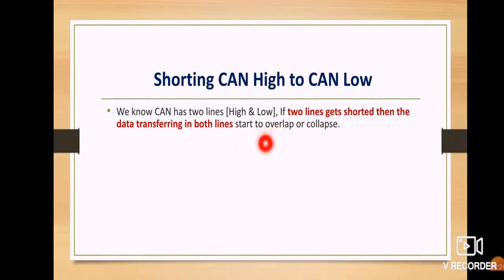This is the ultimate question you will get: once the two lines have been shorted, what is the necessity of making bus off? Yes, it is needed, because once they get shorted, the data transferring in both lines will start to collapse. Say for example, if I am one node and I am transmitting 1111.